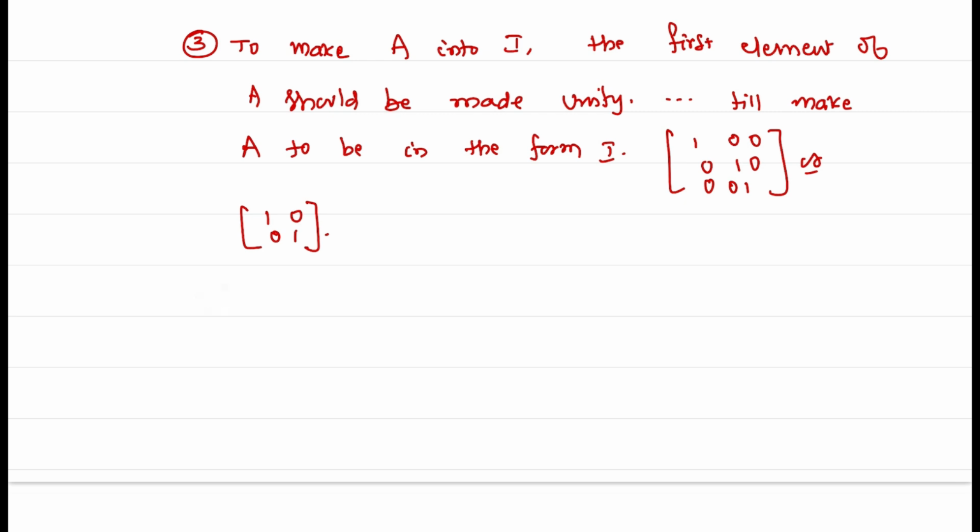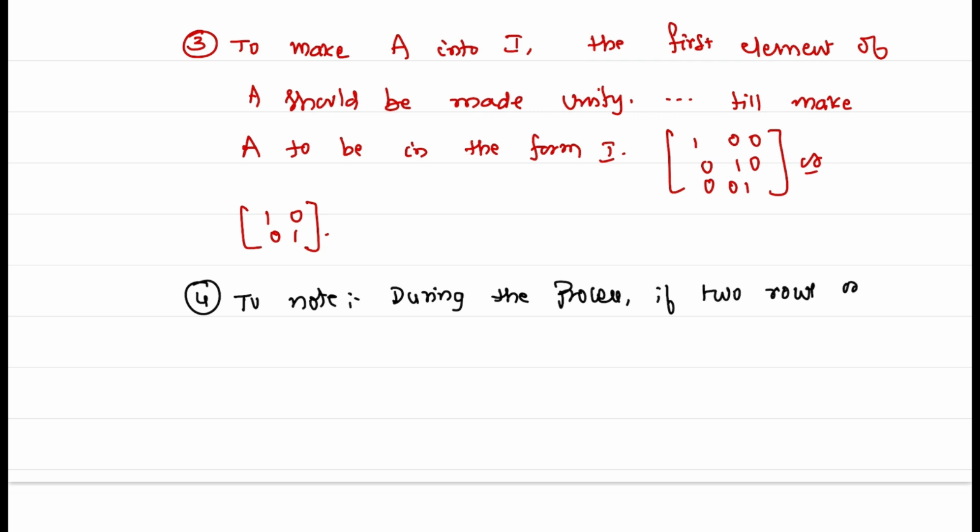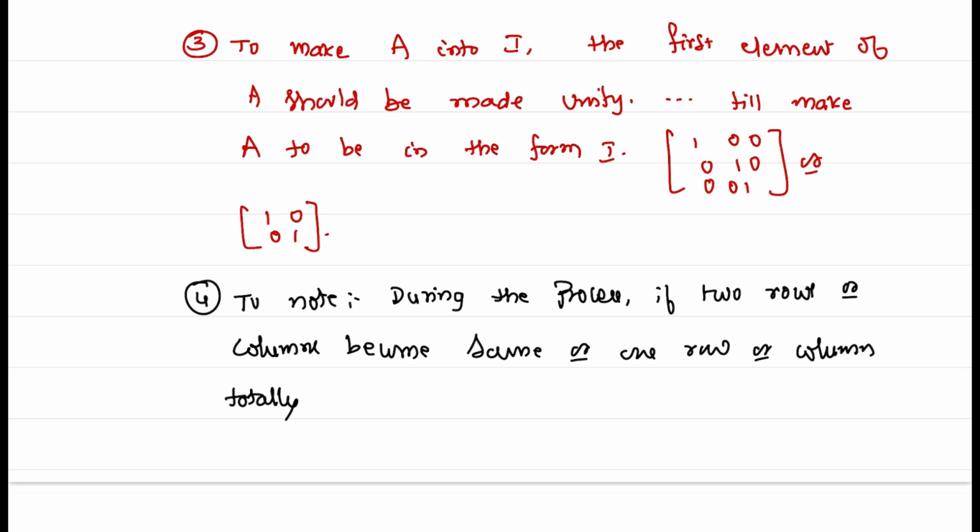It is very important to note during the process: if two rows or columns become the same, or one row or column is totally zeros, that implies no inverse exists. This you should know.